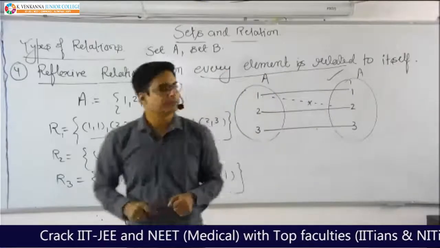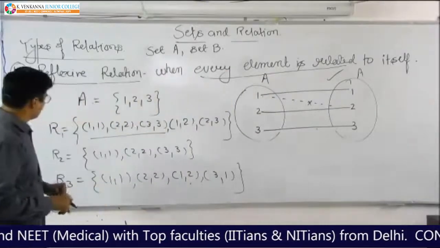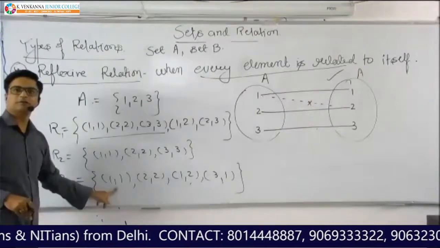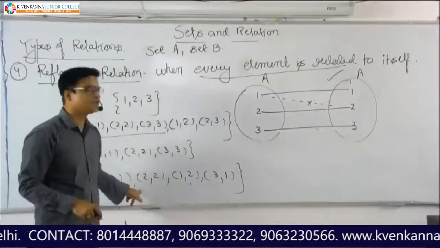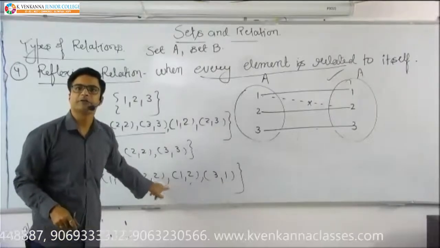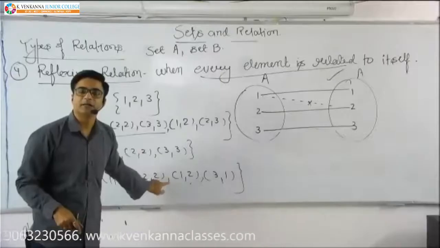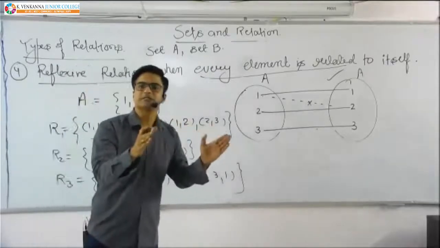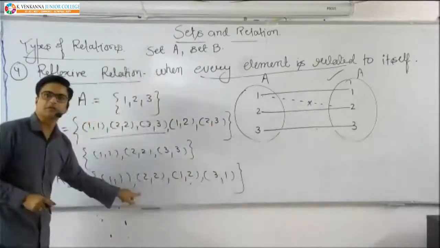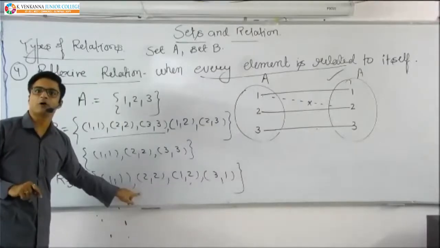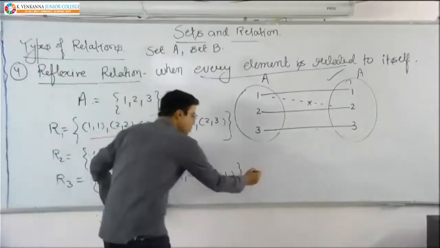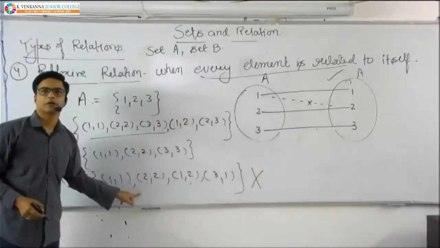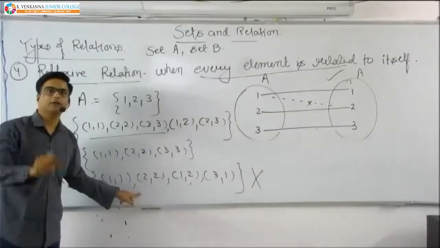Okay, quickly see. In R3, 1 is connected with itself, 2 is also connected with itself, but where is 3, 3? I said the minimum condition is every element must be connected with itself. That means in this R3, this minimum condition is not satisfied. It is not a reflexive relation. Okay, we'll discuss.